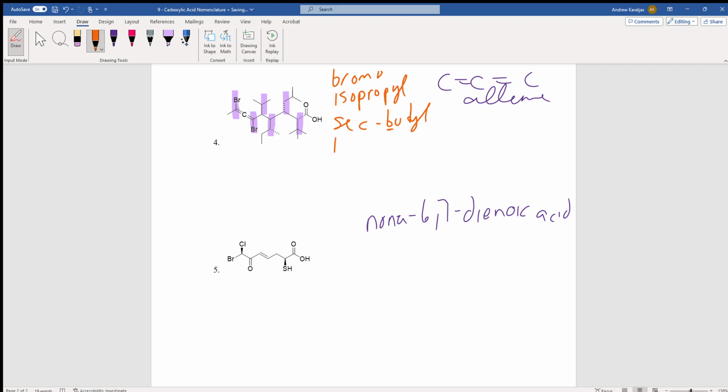The next carbon over, we have an isobutyl. Iso is not numerical, and so that gets alphabetized under I, just like isopropyl does. And then we have a tert-butyl, which also gets alphabetized under B.